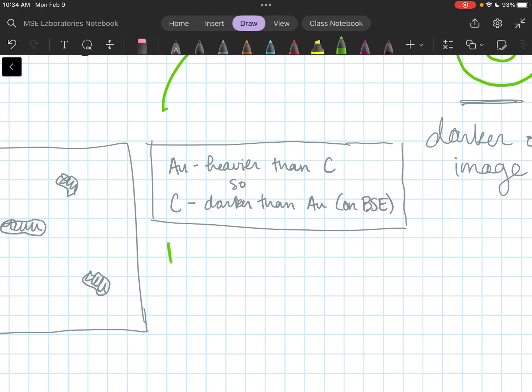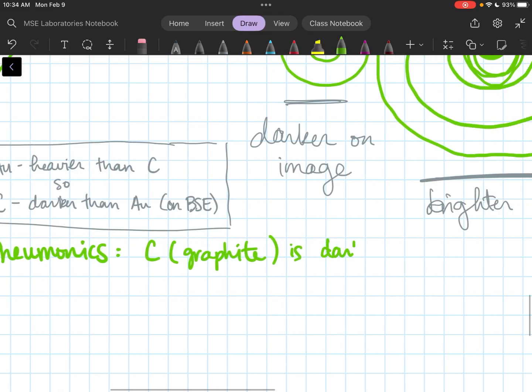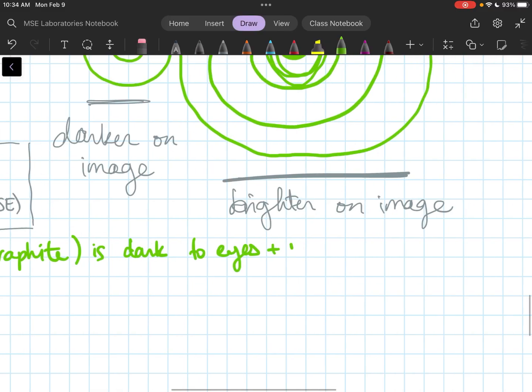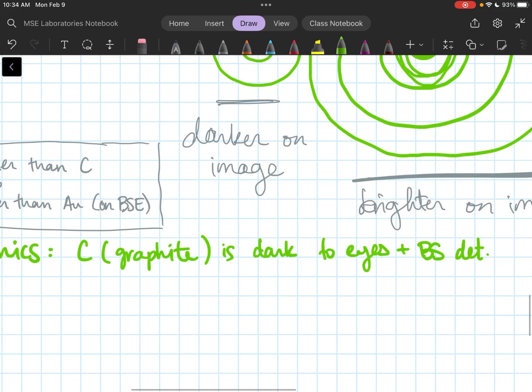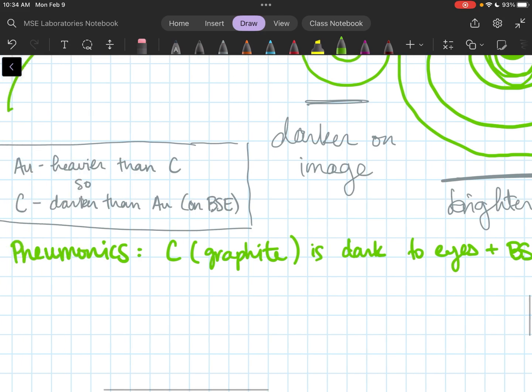So, one mnemonic: carbon, especially graphite, is just dark to eyes and backscatter detector. So that's one way, not particularly scientific, but I feel like it is innate.